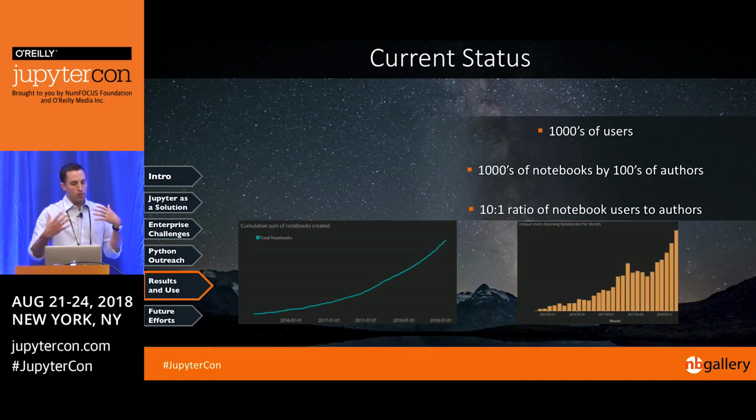Current status, mentioned before, right? Thousands of users of Jupyter Notebooks within our environment. They have authored thousands of notebooks, and there are only in the hundreds of authors. There's actually this 10-to-1 ratio of notebook users to authors. And that happens because of that data sensitivity, where we need users to run notebooks under their own persona, under their own accreditations and accesses, because they may get different results than the author might have gotten, because they may, again, have unique accesses and authorities.